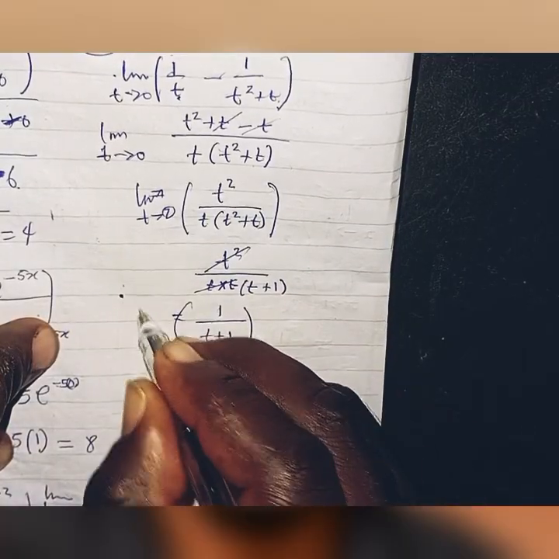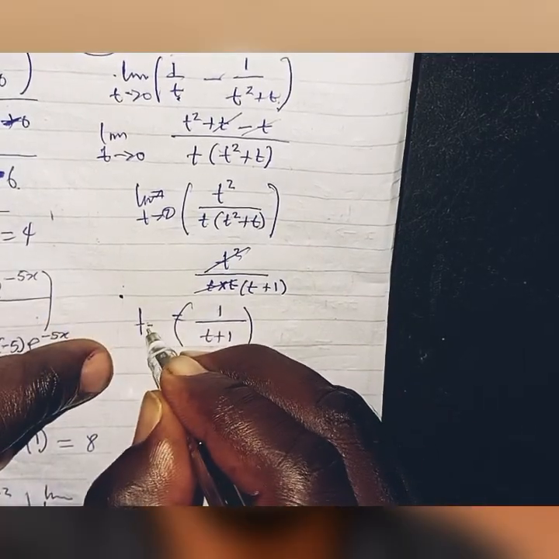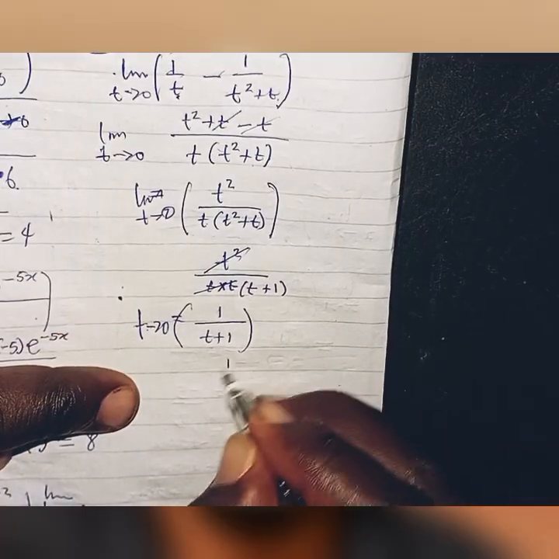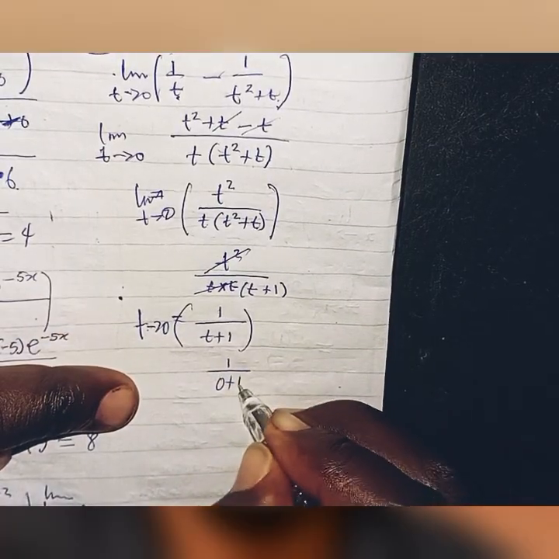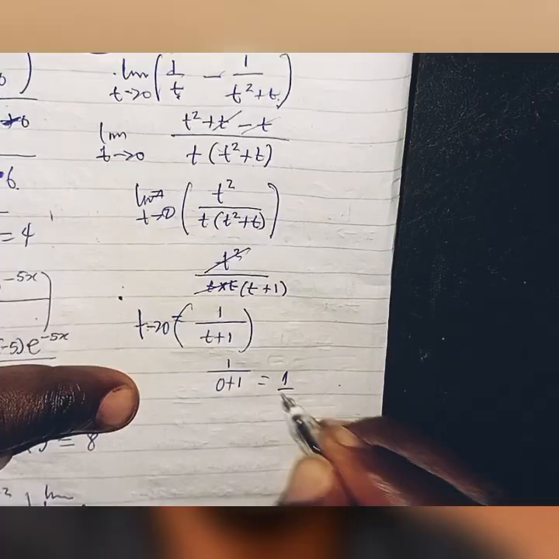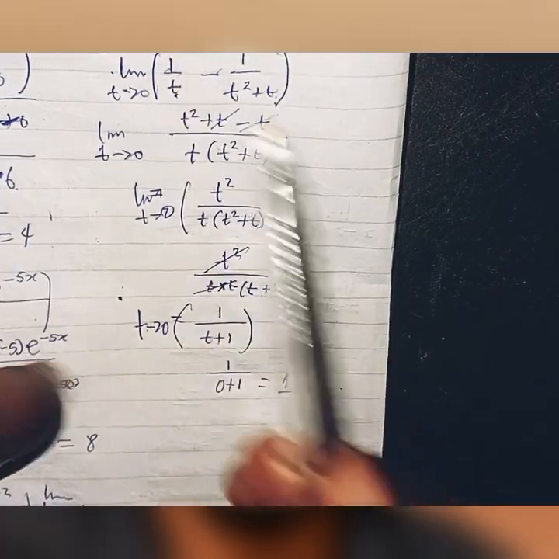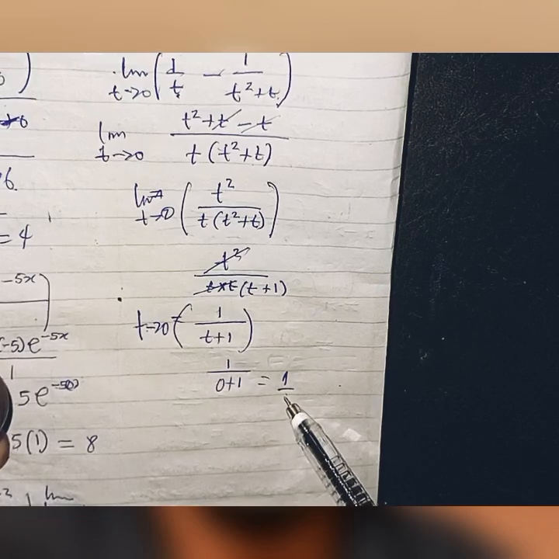Then remember, our t is approaching 0. So if I put 0 here, you're going to have 1 over 0 plus 1. So our answer is 1. So in any case you have a question like this, your answer will always be 1. Remember.